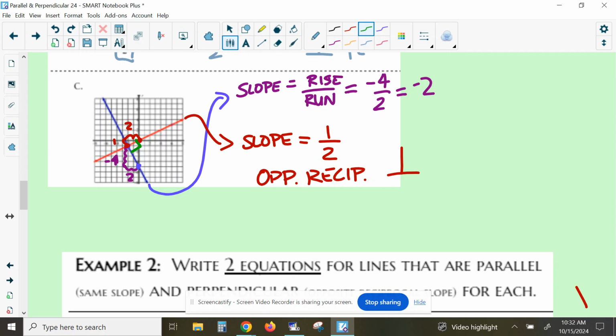Things that are going uphill are always going to have positive slopes. If they're going downhill, negative. It is a good habit to double check after you're done. My red line is going uphill, positive slope, good. My blue line is going downhill, negative slope, good. Because that is literally the number one mistake, people losing negatives.